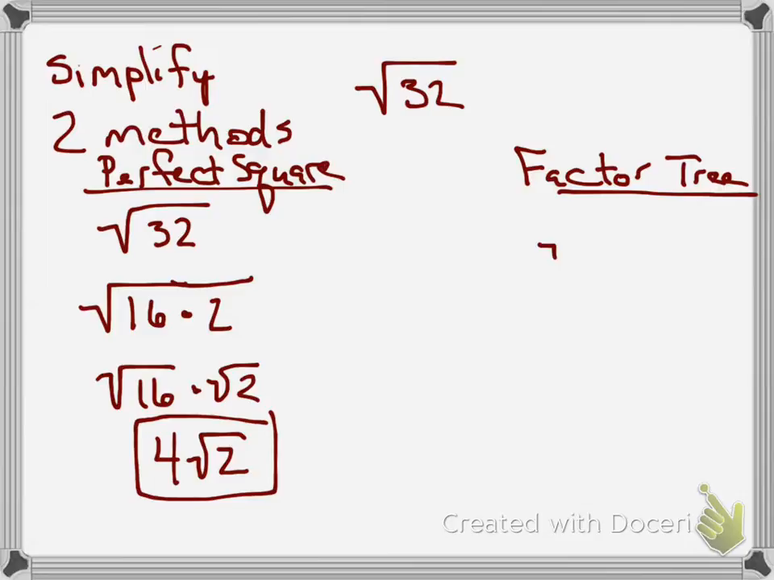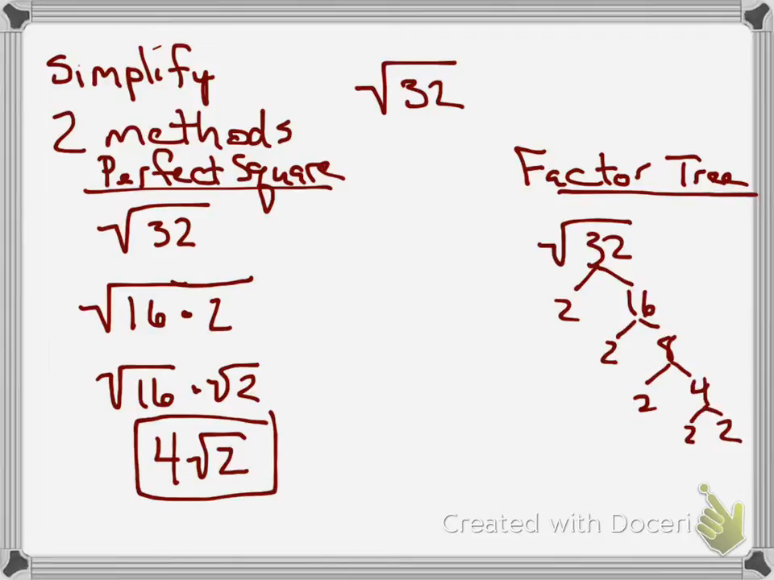Now, the factor tree, you want to look for pairs. So like I say, what goes into 32? Well, 2 and 32. Or maybe you say 8 and 4. It really doesn't matter what numbers you think of as long as you know numbers that can go into it. 2 goes into 32 16 times. 2 goes into 16 8 times. 2 goes into 8 4 times. 2 goes into 4 2 times.